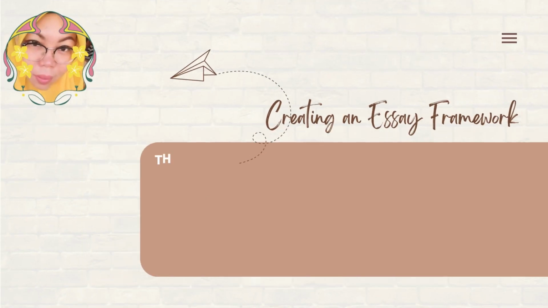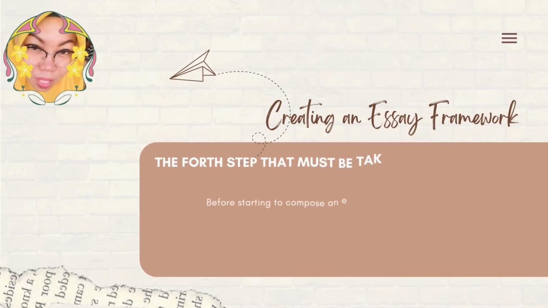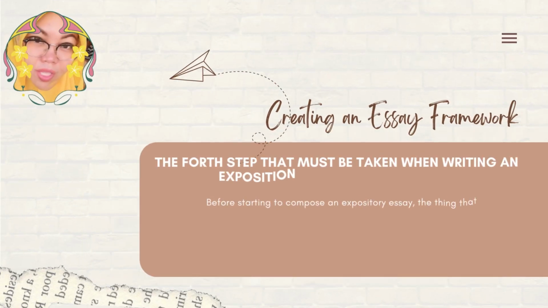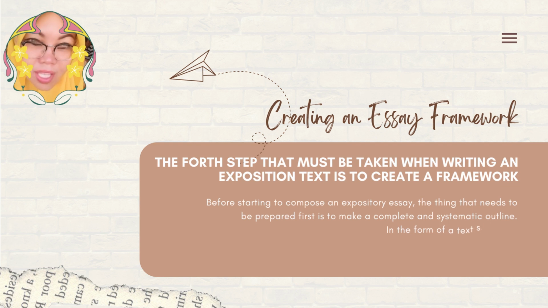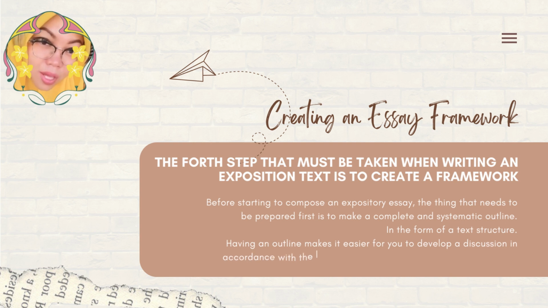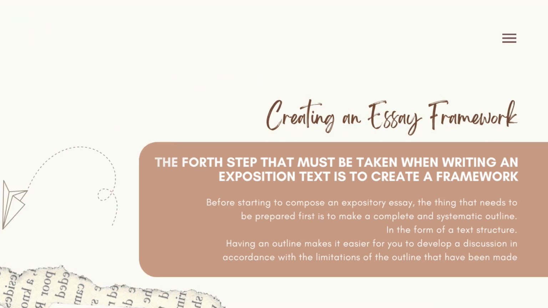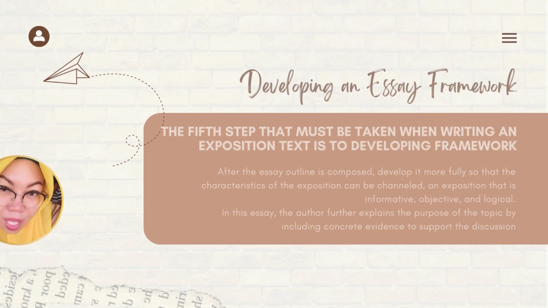The fourth step that must be taken when writing an exposition text is to create an essay framework. Before starting to compose an expository essay, the thing that needs to be prepared first is to make a complete and systematic outline in the form of a text structure. Having an outline makes it easier for you to develop a discussion in accordance with the limitations of the outline that have been made. The fifth step is developing an essay framework.